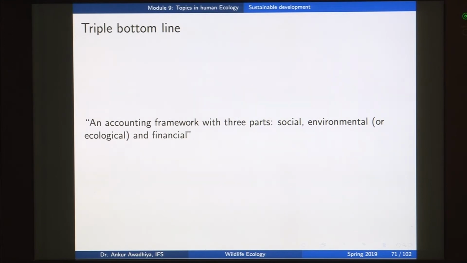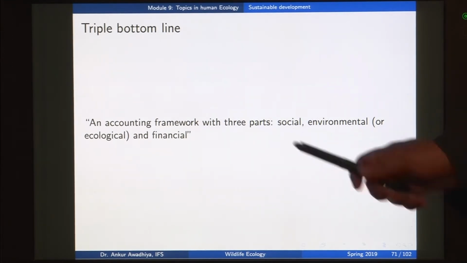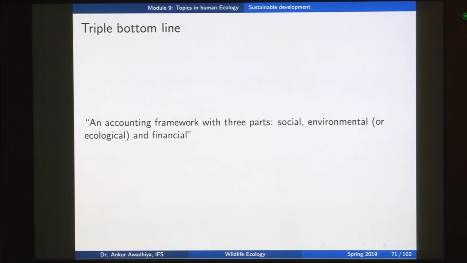Social bottom line, so in the case of social bottom line, we'll ask this question that whether this activity is leading to a profit to the society or a loss to the society.